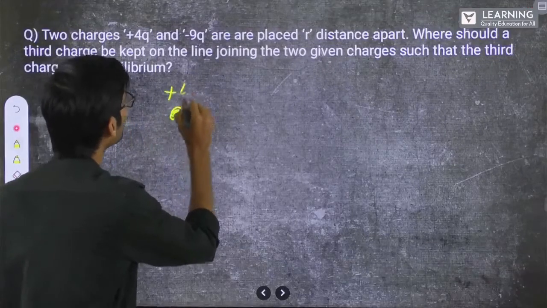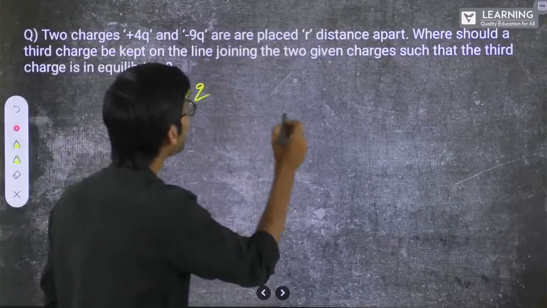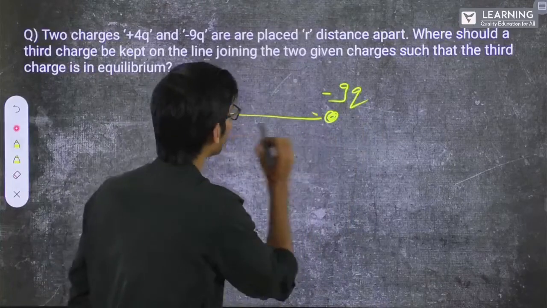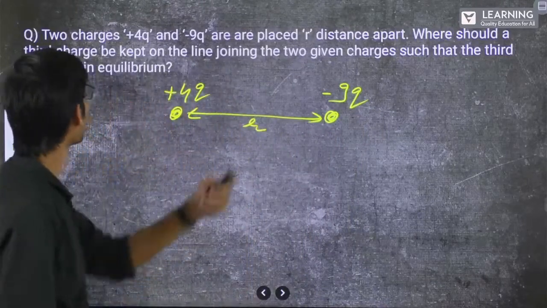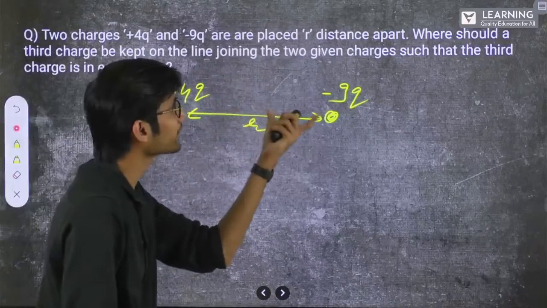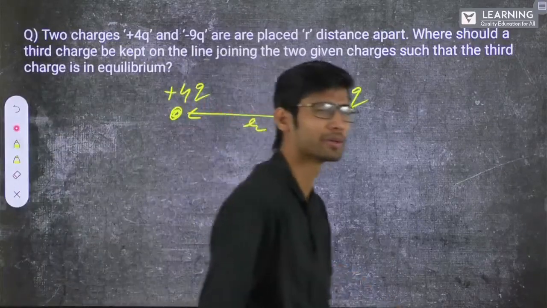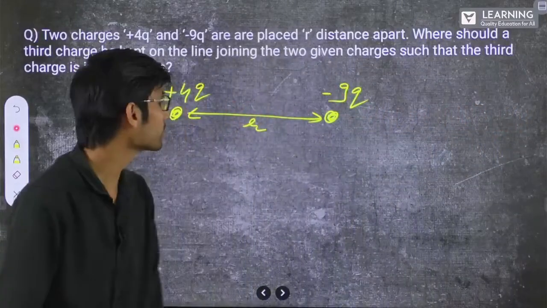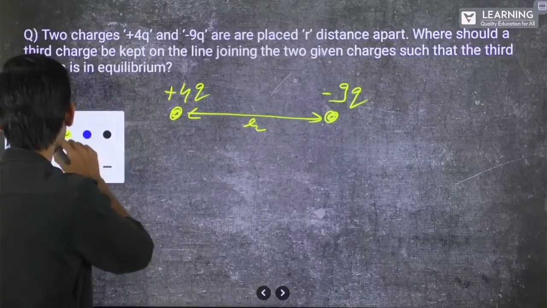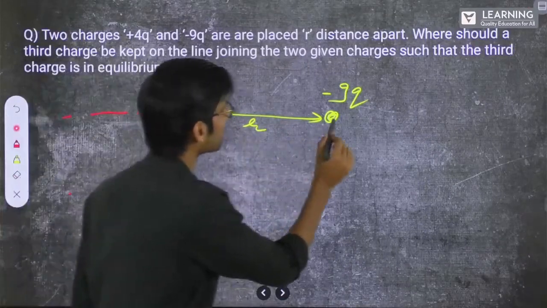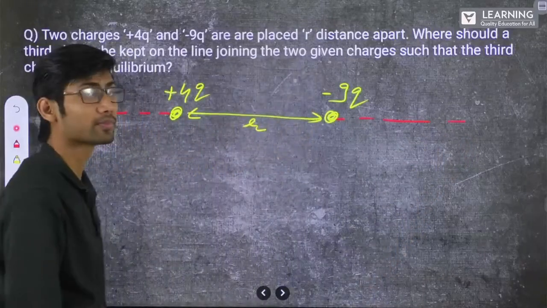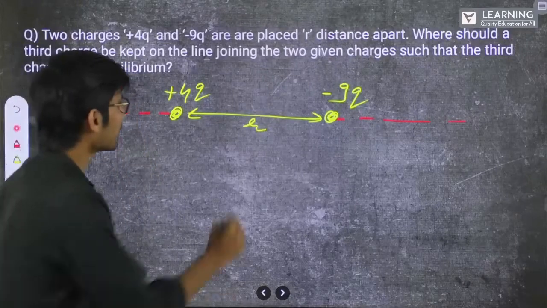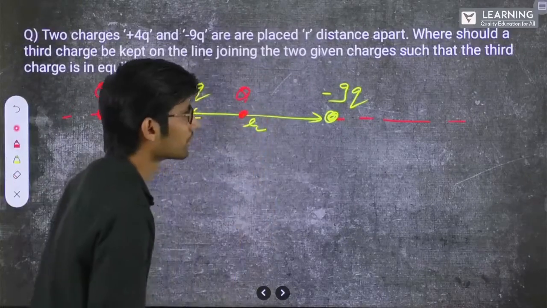So now plus 4q is there. See, two charges, plus 4q and minus 9q, are placed at a distance r apart. Where should a third charge be kept on the line joining the given charges such that the third charge is in equilibrium? Same question, only the sign of this 9q is changed. Let's try to find out the answer. Again, there are three possibilities. What are the three possibilities? First, the charge can be here. The charge can be here. The charge can be here.